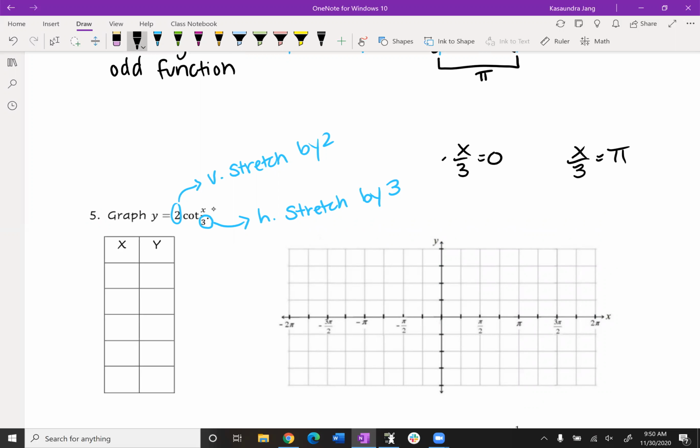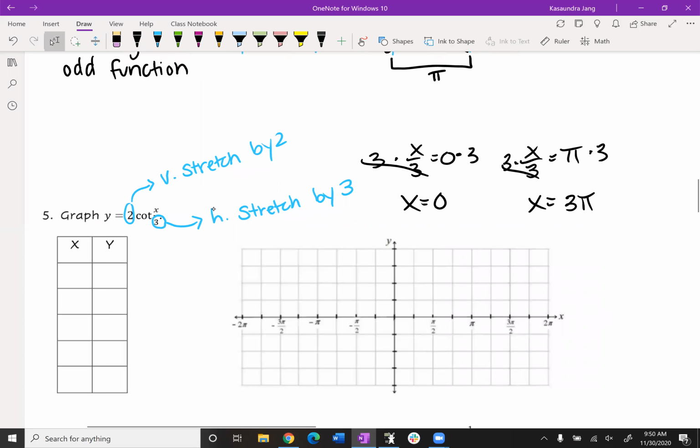If I multiply by 3 on both sides, it looks like I got x equals 0. I've got an asymptote at 0. And if I multiply by 3 on both sides here, x equals 3 pi. I have an asymptote at 3 pi. Okay, so this is going to be pretty spread out. Asymptote at 0 right here. Here's my 1 pi, 2 pi. I have to keep it going out to 3 pi. All right, there are the asymptotes.